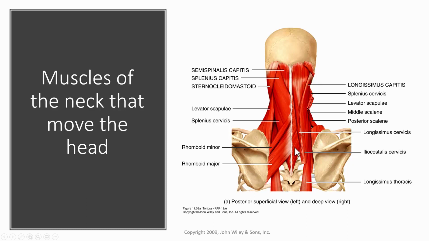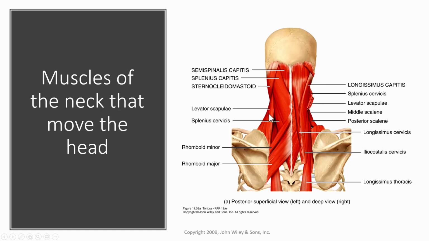Some other muscles we're going to see, we'll just go down the line here. In case you haven't figured it out, the left side of the model is going to show more superficial muscles. On the right side are deeper muscles. So again, our semispinalis capitis, our splenius capitis. The sternocleidomastoid, there are better pictures of that, so don't take that one into account.